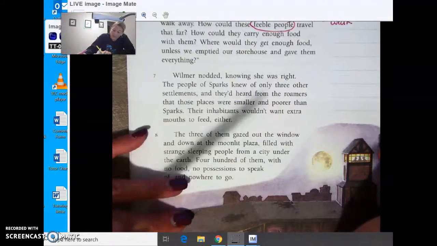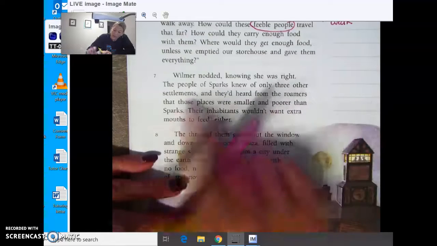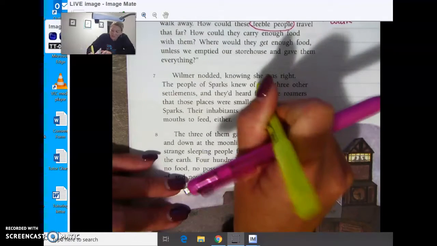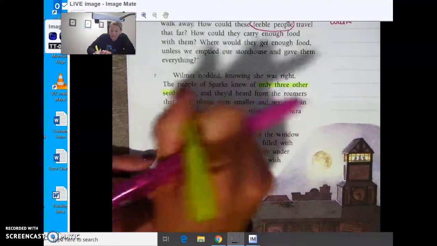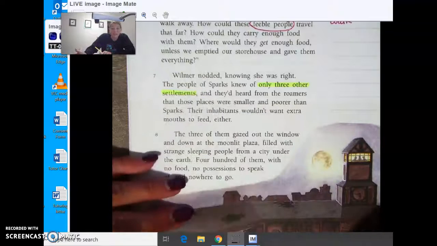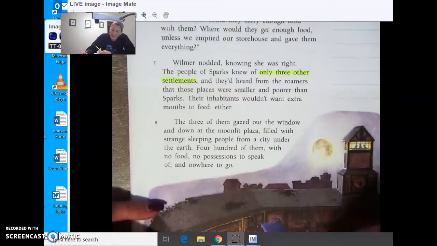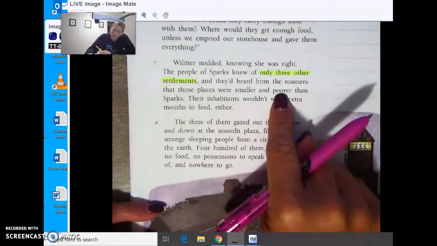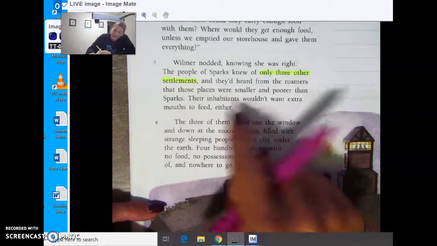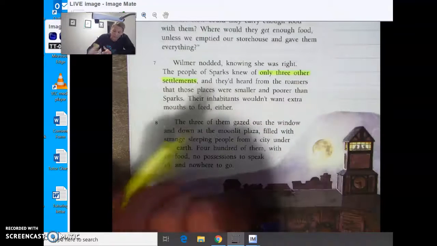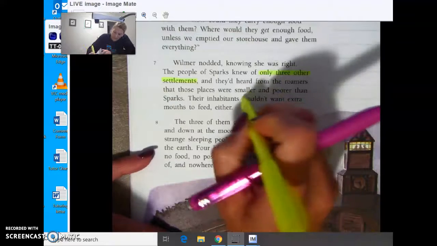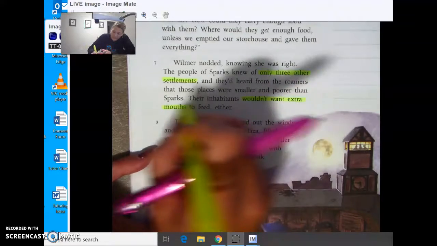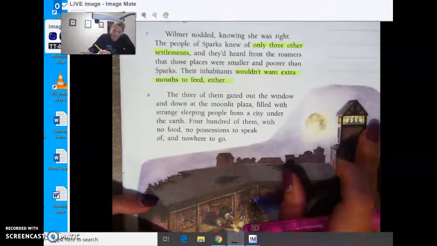The people of Sparks knew of only 3 other settlements. Oh my goodness, guys. There's only 3 other little settlements, they're not even towns, where people are okay after this war. And they'd heard from the roamers that all those places were smaller and poorer than Sparks. Their inhabitants wouldn't want extra mouths to feed either. This is important, because that means they're not going to get help along their way.